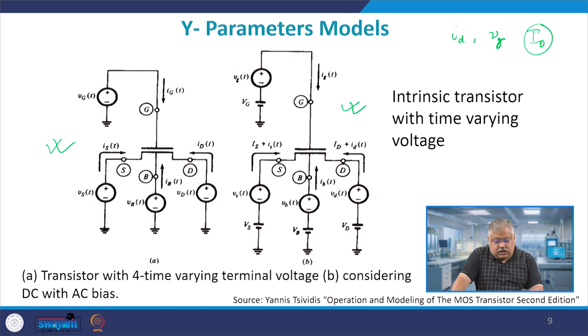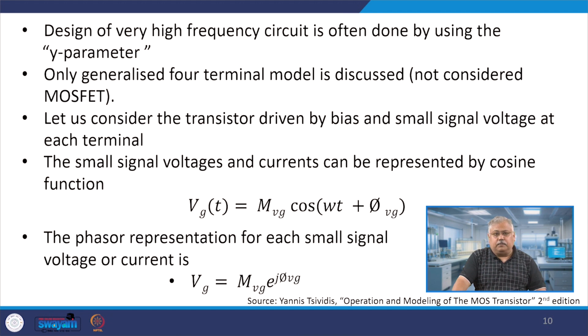Now, if you look at this characteristics here, I have Vs, Vb and Vd: the source voltage, body voltage and the drain voltage, because of which there is a current flowing. There is a source current, a bulk current, a drain current and a gate current. So, there are 4 terminal currents and 4 terminal voltages. With this we apply a DC bias Vs, Vb and Vd to the applied small signal time varying signal.